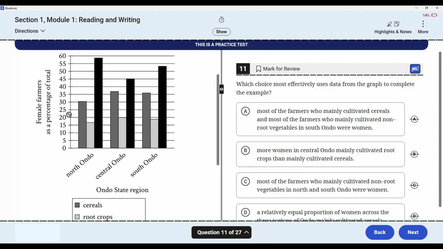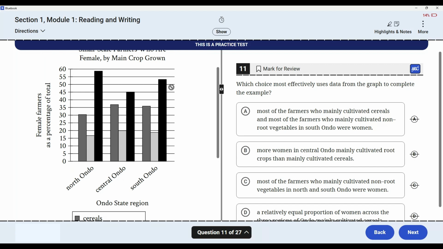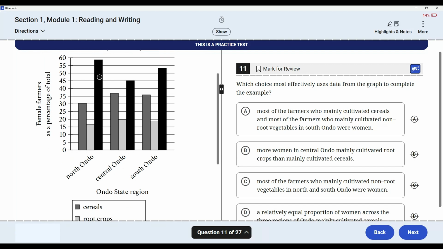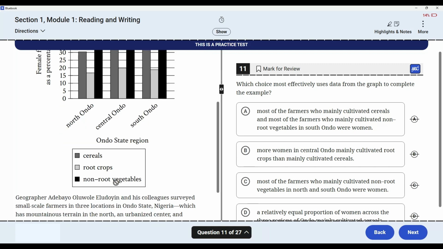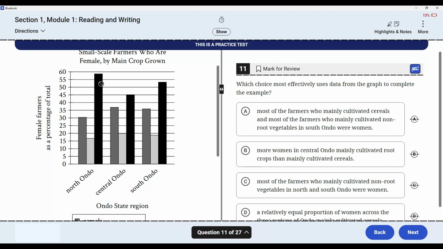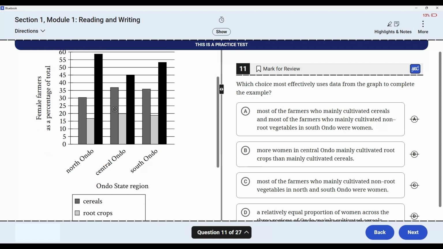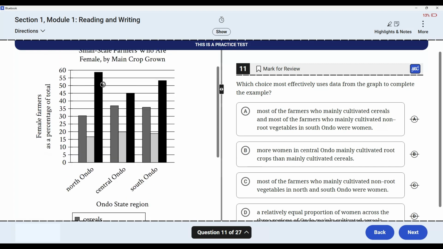for females. And then the black is going to be the highest percentage of people that are female for any of the crops, non-root vegetables, across all the regions. But one thing I do notice is that in both North Ondo and South Ondo, women actually make up a greater percentage of the farmers than men do because you have this 50% mark here. And the women who are growing those non-root vegetables actually go above that mark. So that's just an interesting piece of information.